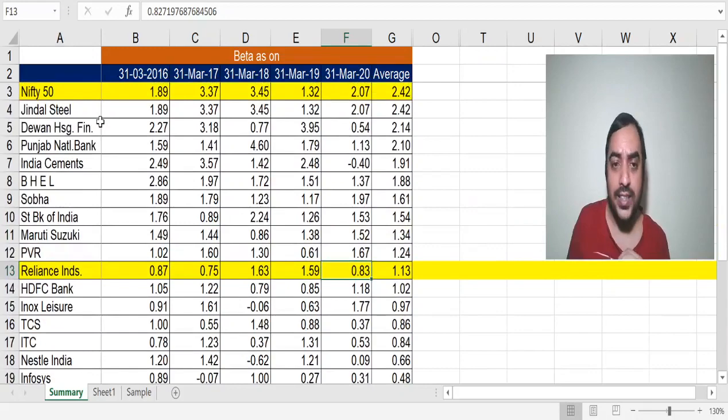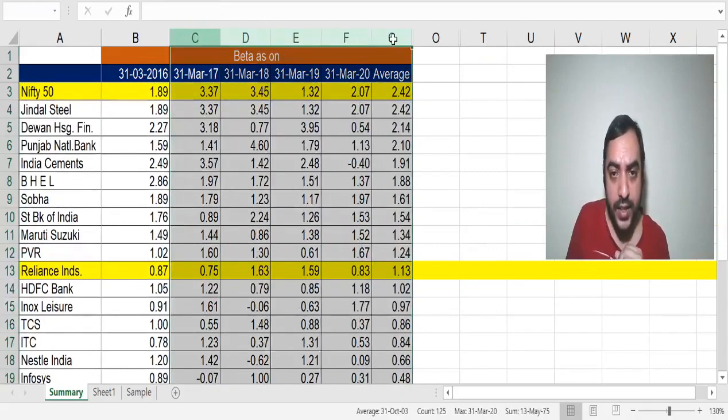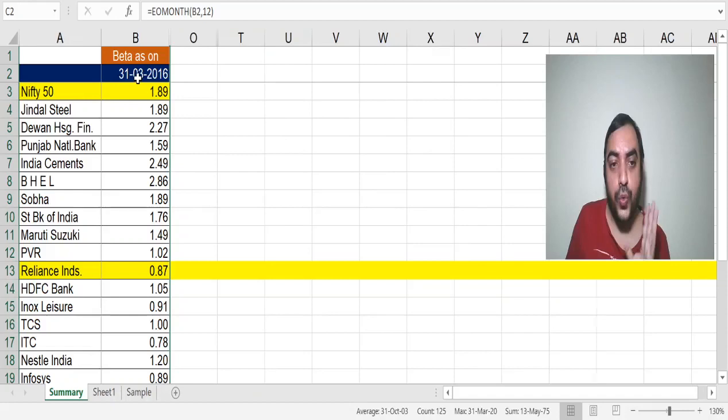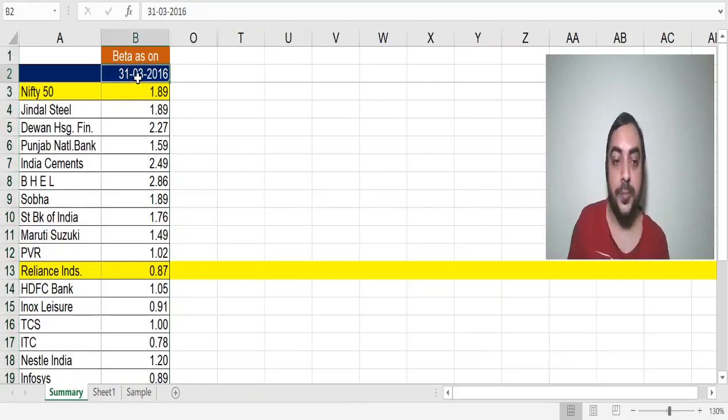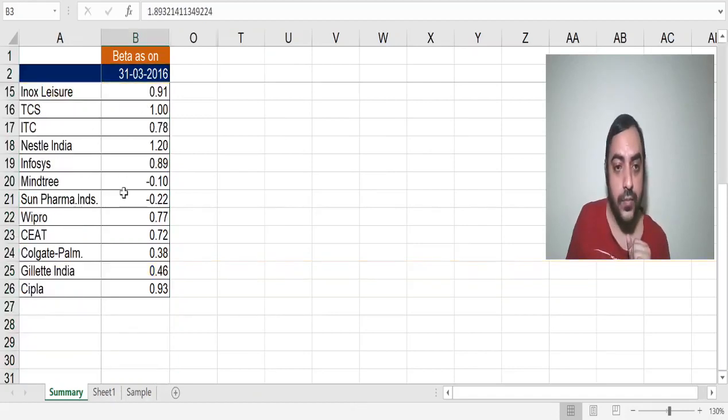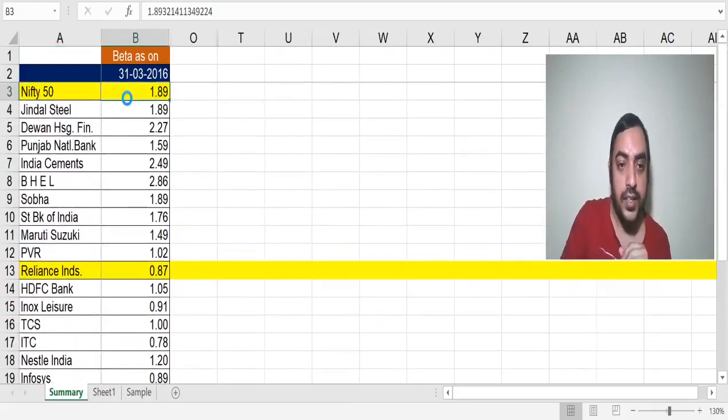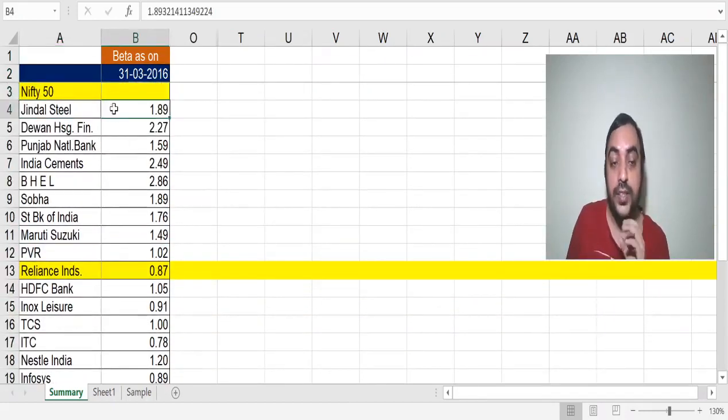Let us come to the analysis part now. So let me just hide this for the time being. Let me focus only on 31st March 2016. Don't worry about this Nifty 50, that cannot have any value. Now come to this. Jindal Steel has got 1.89. It means if the Nifty 50 changes by 1%, then Jindal Steel's price will move by 1.89%. Higher sensitivity, higher risk, higher return also, but higher risk also.